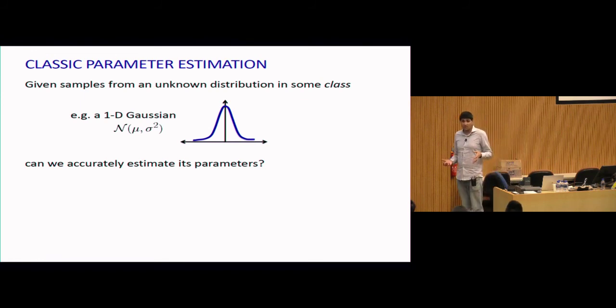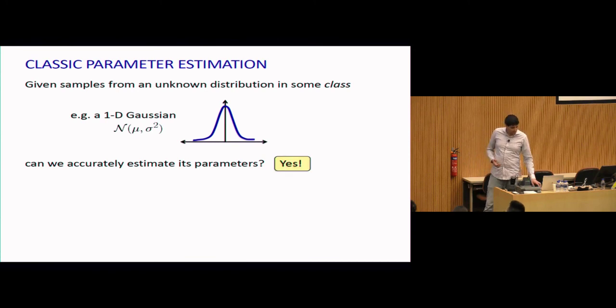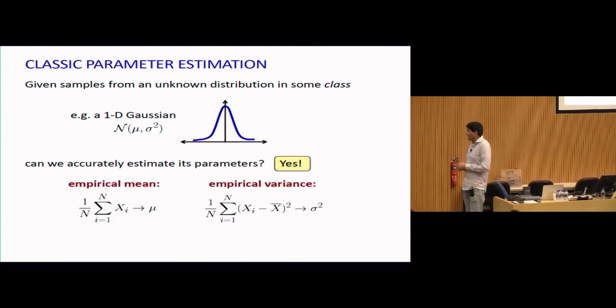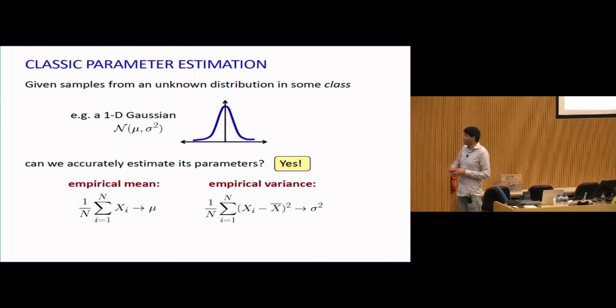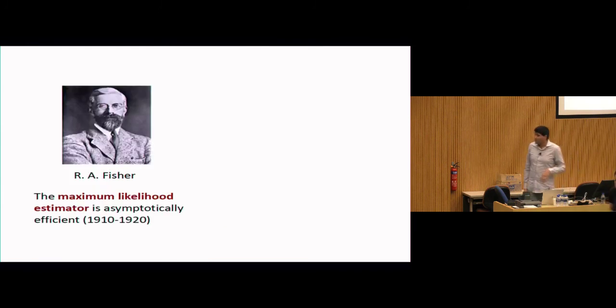Now the answer to this question is a resounding duh, of course you can, because in fact all you'd have to do is use the empirical estimates. It's known that if I take a bunch of samples and I take the empirical mean, that's going to converge very quickly to the true unknown mean mu. And the same thing is true for the empirical variance, where here x bar denotes the empirical mean. That's going to converge very quickly to sigma squared. In fact, these two estimators, the empirical mean and the empirical variance, are part of a much more general paradigm within statistics, which is called maximum likelihood estimation. Those are the maximum likelihood estimators.